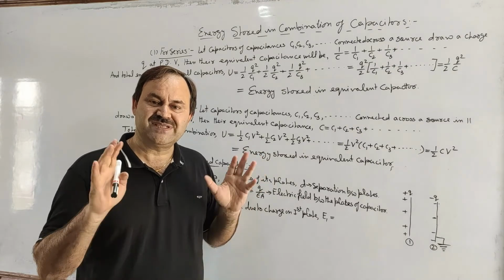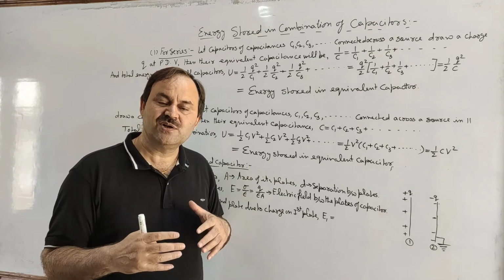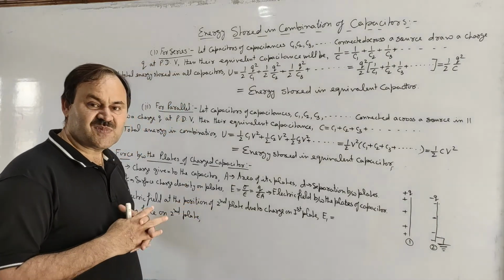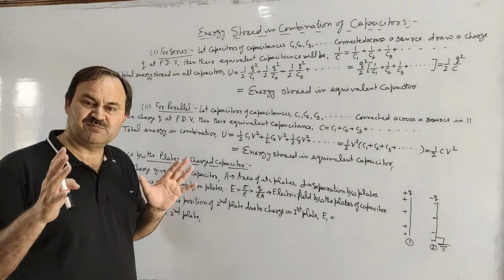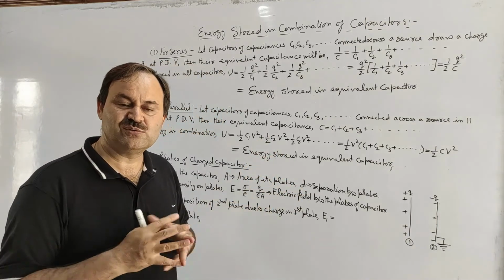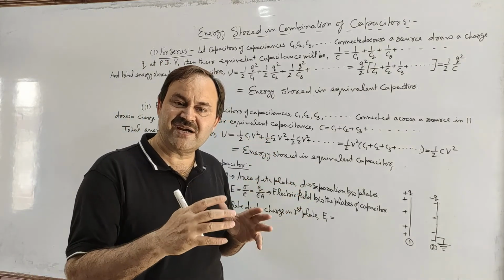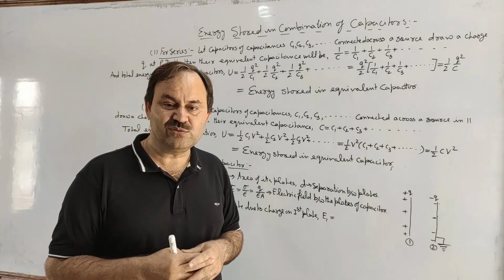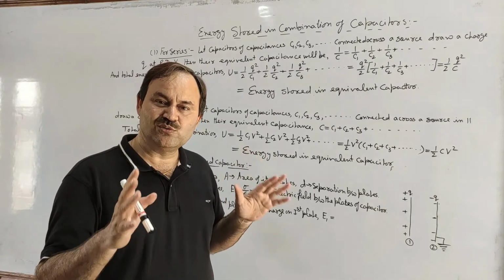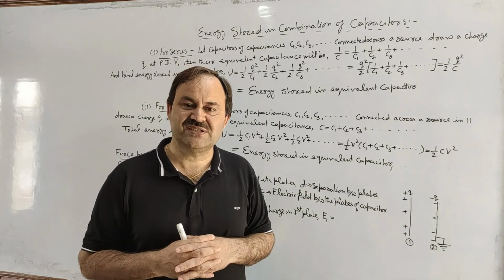Thus we can prove that the total energy stored in combination of capacitors is always equal to the energy stored in their equivalent capacitor. Now we will determine the force between the plates of a charged capacitor. We know that the plates of capacitor have equal and opposite charges, and we know that the opposite charges always attract each other. So the two plates of a charged capacitor will always attract each other.